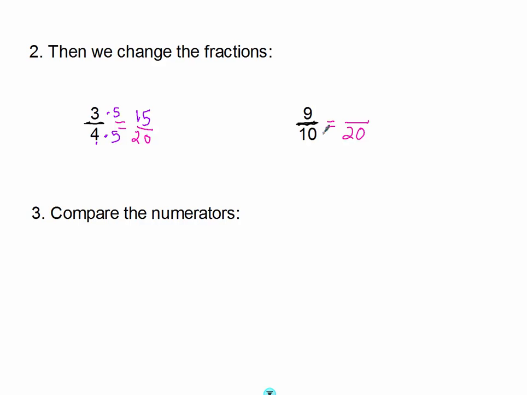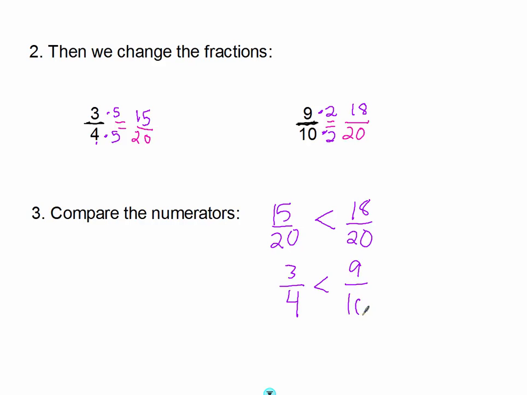For 9/10, 10 times 2 is 20. Multiply the numerator by 2 as well. 9 times 2 is 18, and 9/10 is equivalent to 18/20. Now that we have our new fractions with the same denominator, we can compare our numerators. 15 is less than 18, which means 15/20 is less than 18/20, and also 3/4 is less than 9/10. And we've compared our quiz scores, and it turns out you did better on quiz 2.